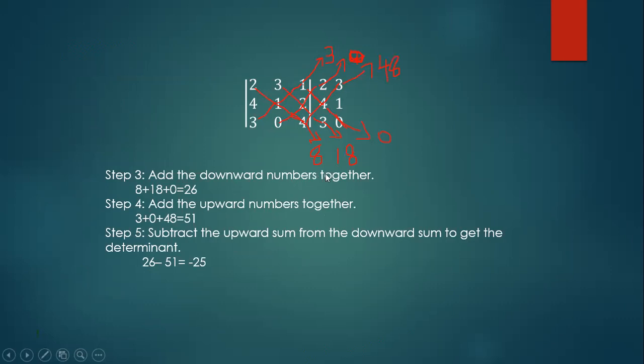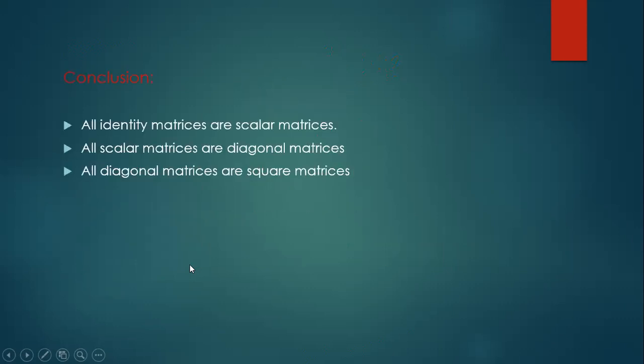Add the downward numbers together. 8 plus 18 plus 0, 26. Add the upward numbers together. 3 plus 0 plus 48 is 51. Subtract the upward sum from the downward sum to get the determinant. Subtract 51 from 26. We can write it 26 minus 51 equal to minus 25.